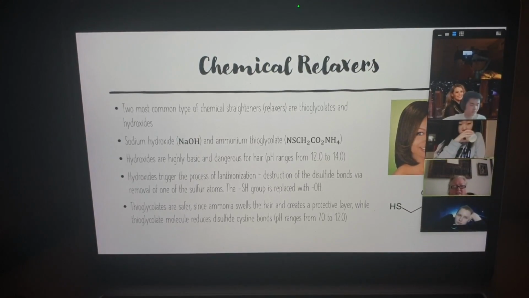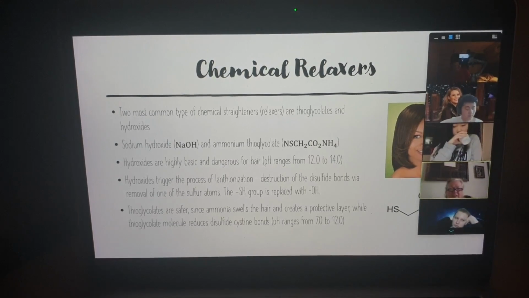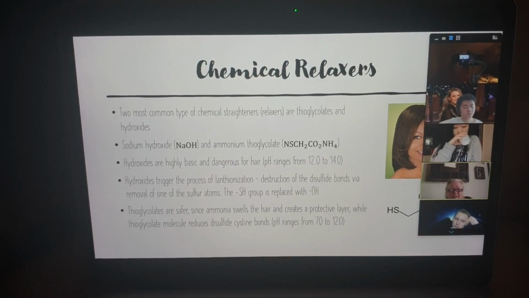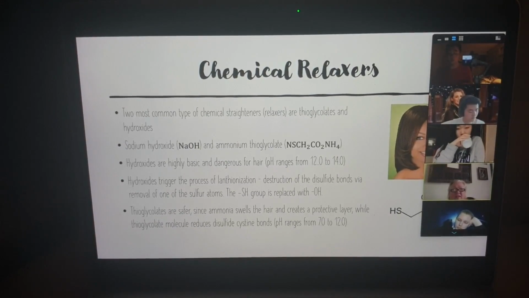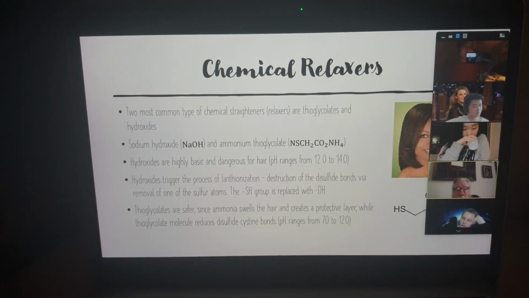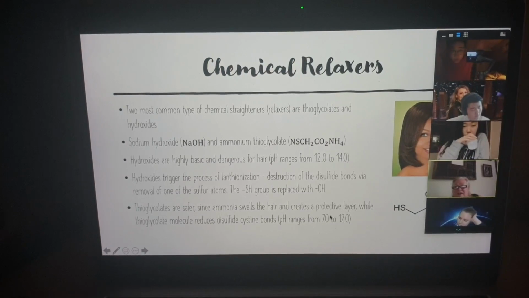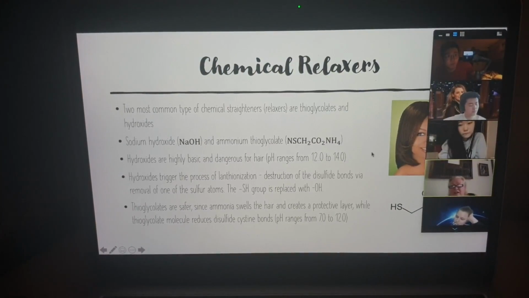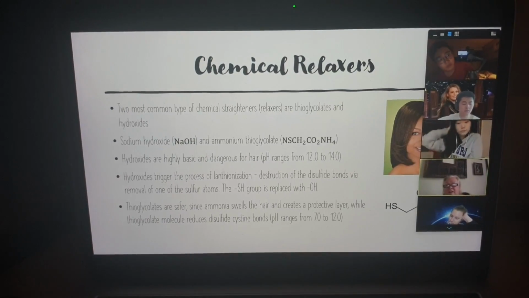Thioglycolates are much safer than hydroxides because the ammonia group is covering the shaft of the hair, protecting the shaft, while glycolate is breaking the disulfide bonds by reducing them. And their pH is much lower. It varies from 7.0 to 12. Usually it's between 7.0 and 9, actually.